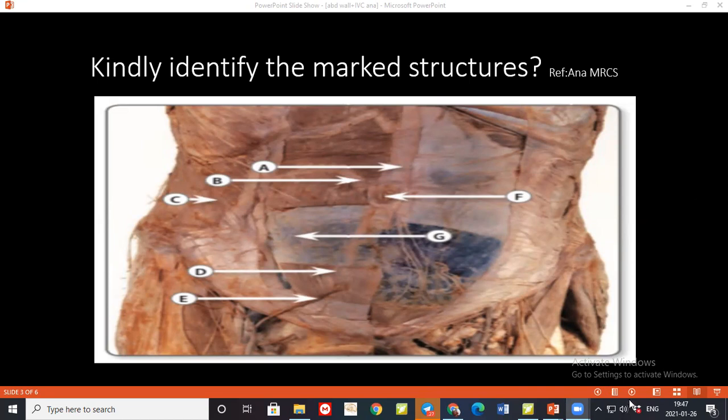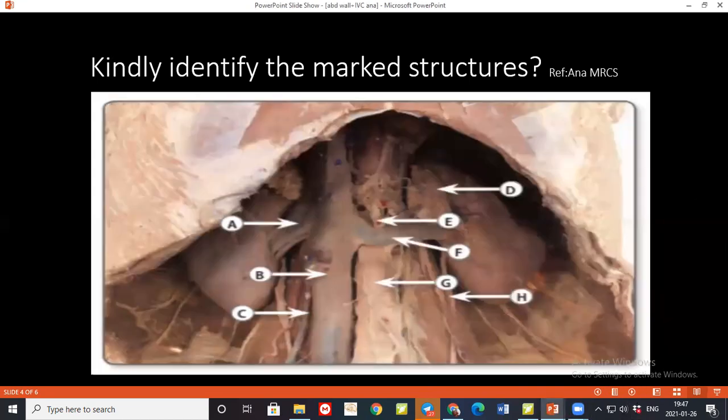Can you please identify the structures in this picture from A to H? This is the right renal vein. B, this is the inferior vena cava. And C, this is the right gonadal vessel.